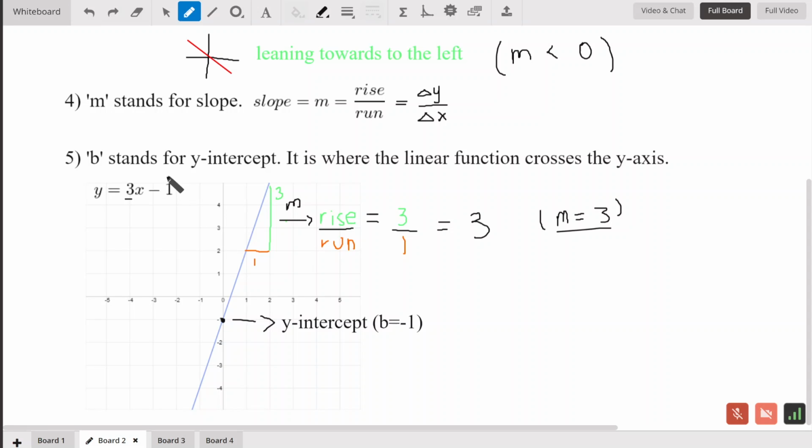So your y-intercept is your b, and this is where you put the y-intercept, where it crosses the y-axis. Since our b is equal to -1, we're going to plot it here, where y is equal to -1. And then notice how this line is leaning towards the right. That's because our slope is positive. Now let's move on.